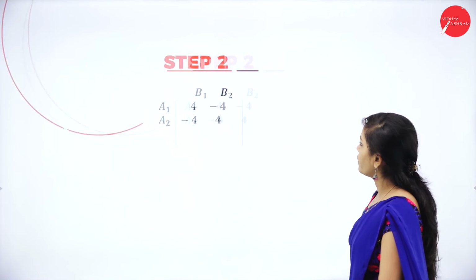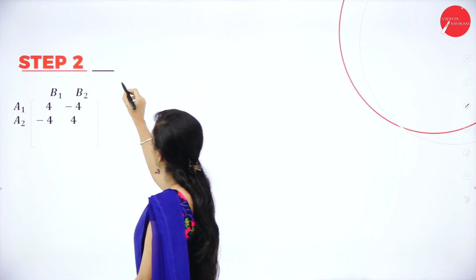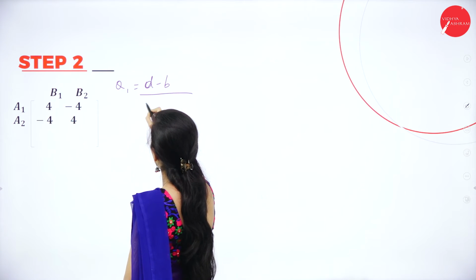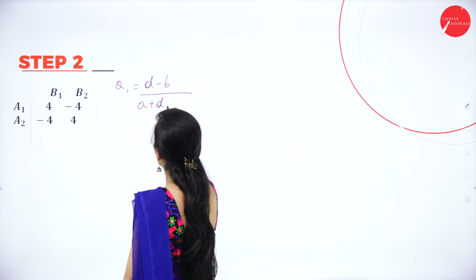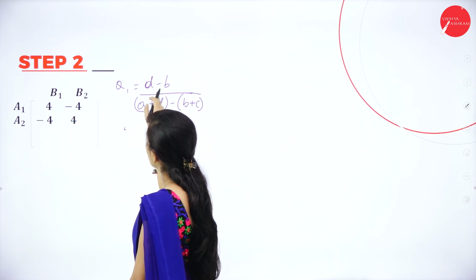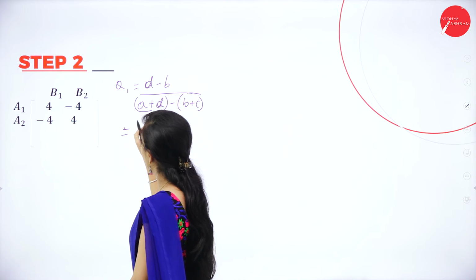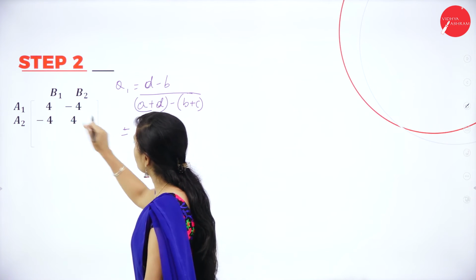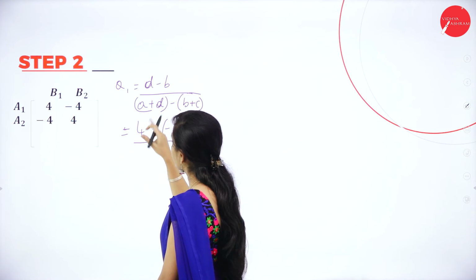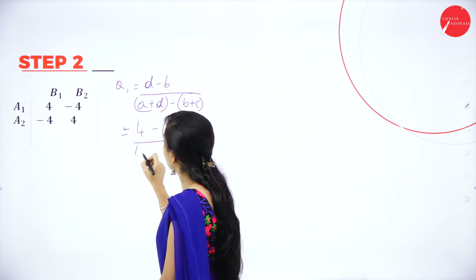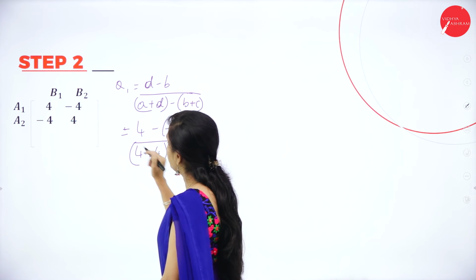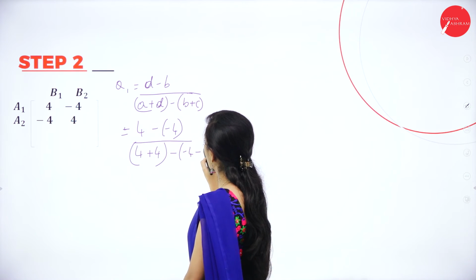So next I will find out for player B. Q1 is equal to (D minus B) by (A plus D minus B plus C). So what is the value of D? D value is 4, minus B value is minus 4. Please use brackets and A plus D. So A value is 4 plus D value is also 4 and B value is minus 4, C value also minus 4.